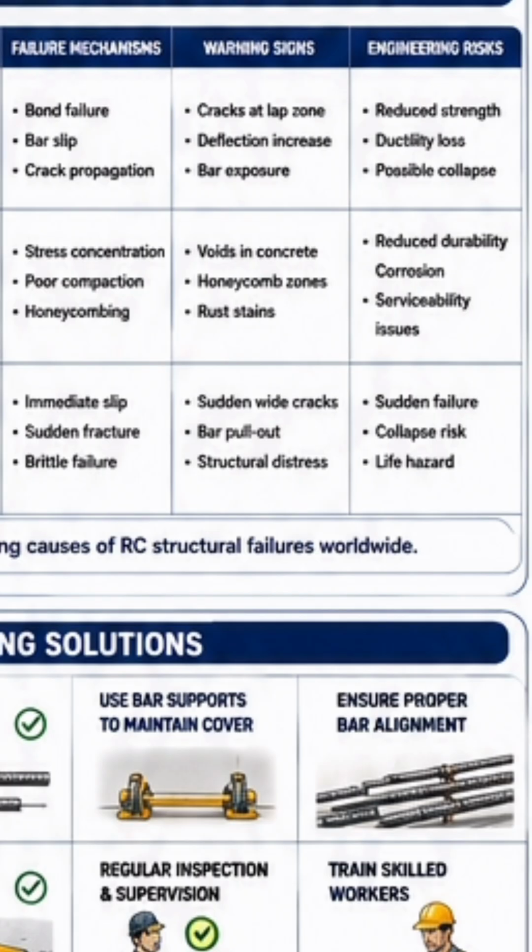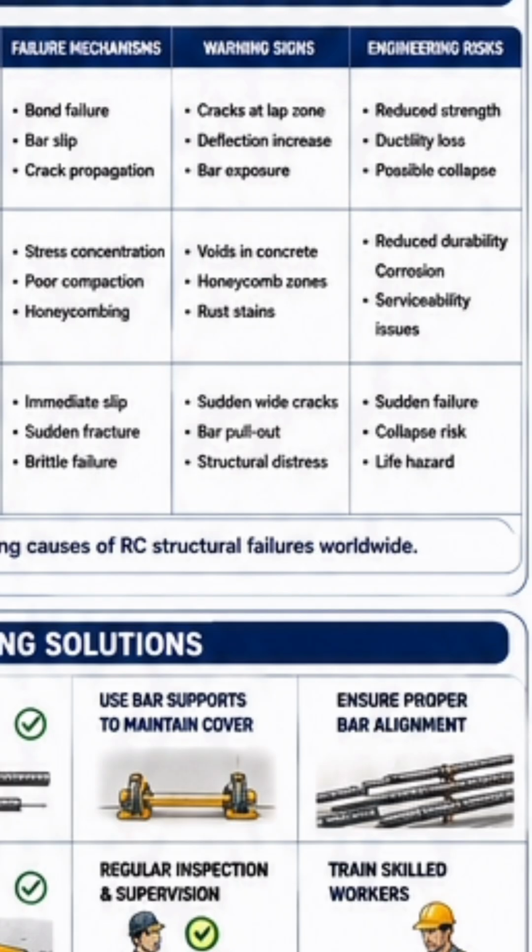So this is for the overlap. You are going to have voids in concrete. Then honeycomb zones. Then we are going to have rust, so rust stains. That is still for overlapping. Then for the underlapping, you're going to have sudden wide cracks. Then you are going to have bar pull out. Then you are going to have structural distress. So for the underlapping, these are the warning signs that you're going to be seeing from your lapping, either the normal lapping, the overlapping, or the underlapping.